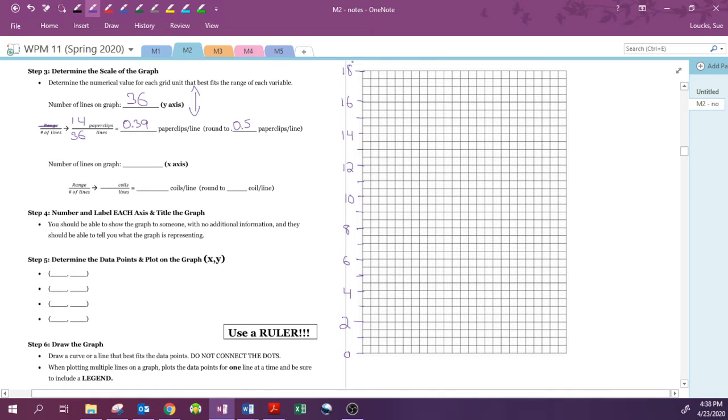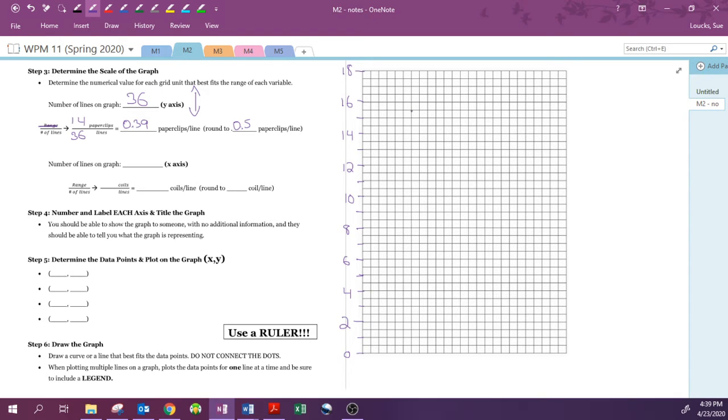I'm not going to make each line 0.39 paper clips. That would be ridiculous, because then one paper clip wouldn't be on a line. So you want to pick something that makes sense, and you want to use up most of the graph. I'm not using all of it. The highest number I'm going to have is 14. So I'm not using the whole thing, but I'm using a good chunk of it. My rule of thumb would be you need to use 75% or 3/4 of the graph.